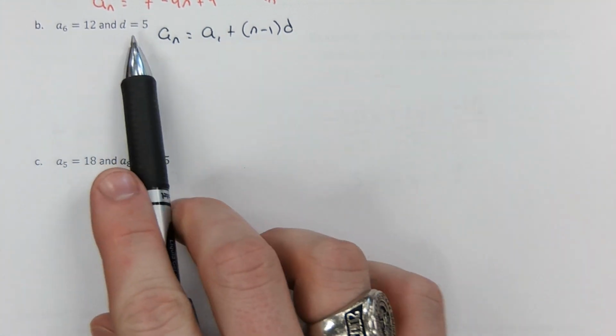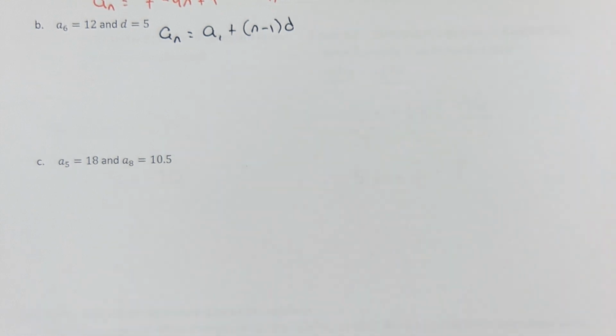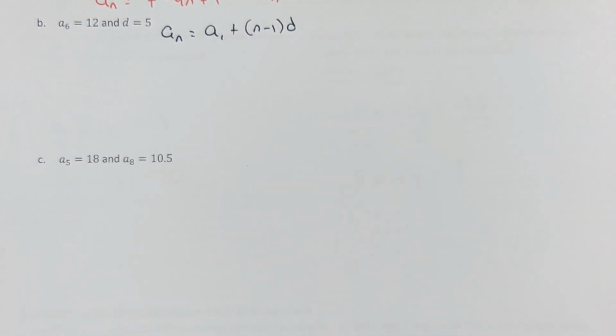I mean, we know D. D is 5. That's good. I don't know A1. But more information was given to you that you can utilize in this equation. Do I have somebody that can see what we can utilize? What we were given? Ilya, what do we see?